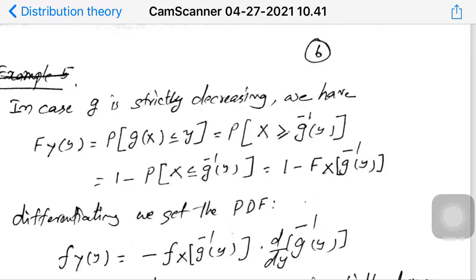In case g is a strictly decreasing function, you can proceed as in the case of an increasing function. Fy of y is equal to the probability that g of x is less than or equal to y, and here it is equal to the probability that x is greater than or equal to g inverse y. This is the change here.